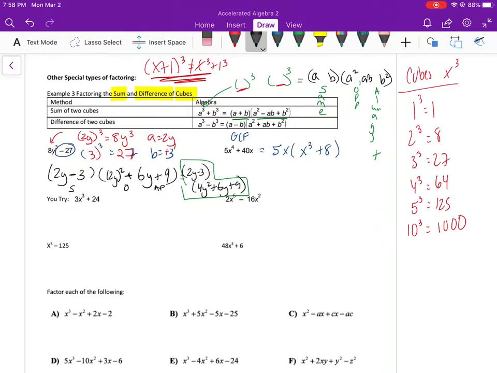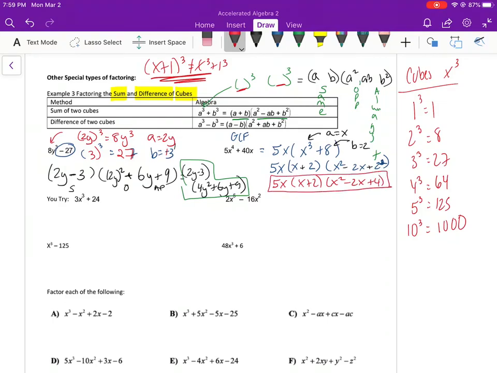Well, now, hopefully it's not too hard to see that this is a perfect cube, right? A is x, it's a perfect cube. And b, what am I cubing to get 8? B must be 2. So my 5x is still super important. I'm going to bring it along, and I'm going to write out my parentheses. I've got a, b, a squared, ab, and b squared, 2 squared. And so then I can fill in my signs. Same sign, opposite sign, always positive. So then this finally comes out to be 5x times x plus 2 times x squared minus 2x plus 4.